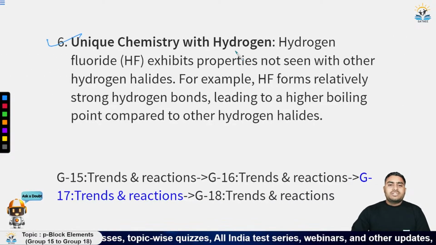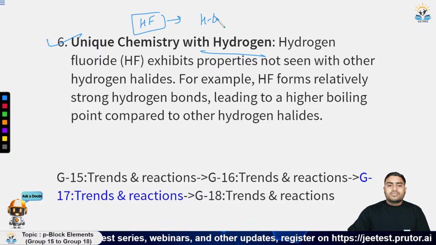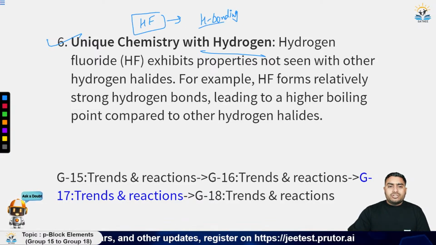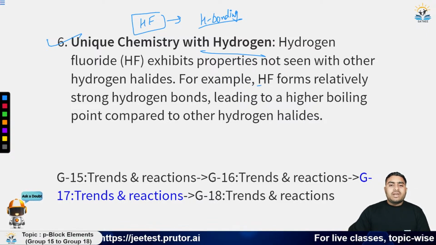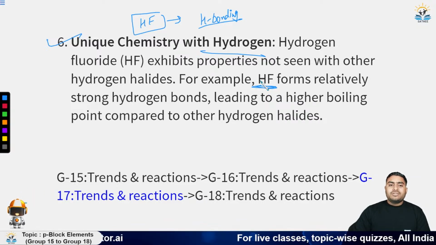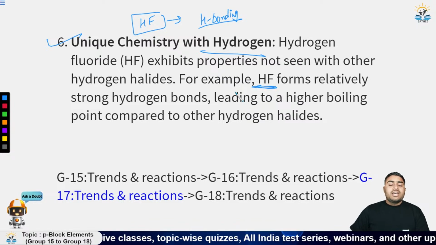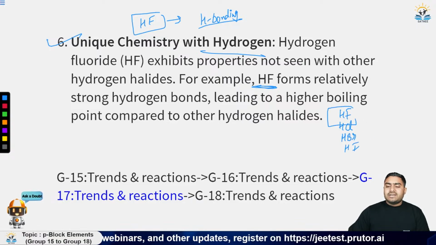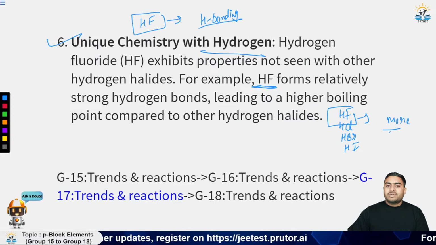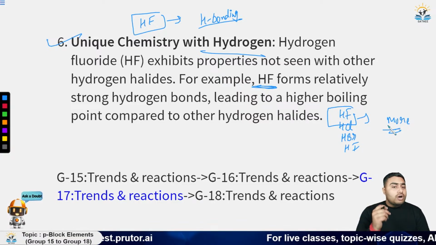The next one is unique chemistry with hydrogen. Hydrogen fluoride, due to hydrogen bonding, exhibits properties not seen with any other hydrogen halides. For example, HF forms relatively strong hydrogen bonds, leading to a higher boiling point compared to other hydrogen halides. If you are comparing HF, HCl, HBr, definitely HF has a higher boiling point as compared to the other hydrogen halides due to the presence of strong hydrogen bonding.